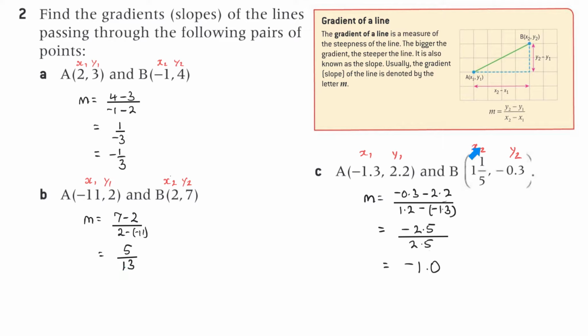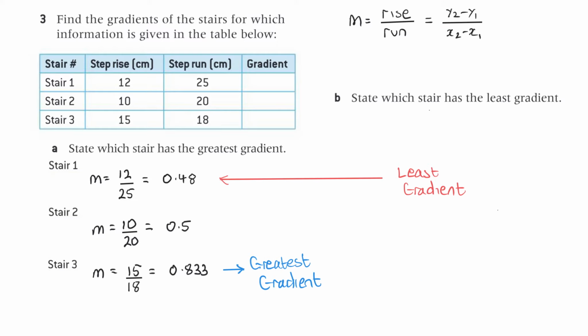C, we've done the same, written those over the top. M equals y2 minus y1, so that's -0.3 minus 2.2, divided by x2, which is 1.2, right? Because 1/5 is 0.2. So it's 1.2 minus 1.3. So the top line becomes -2.5. The bottom line becomes 2.5. The answer is -1.